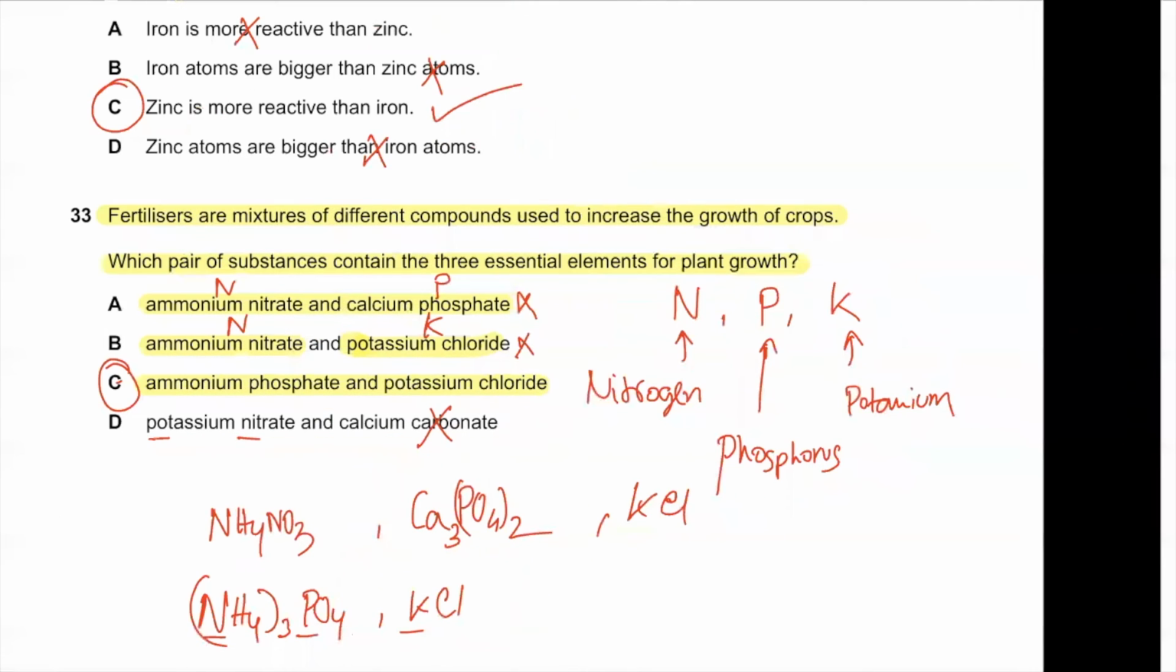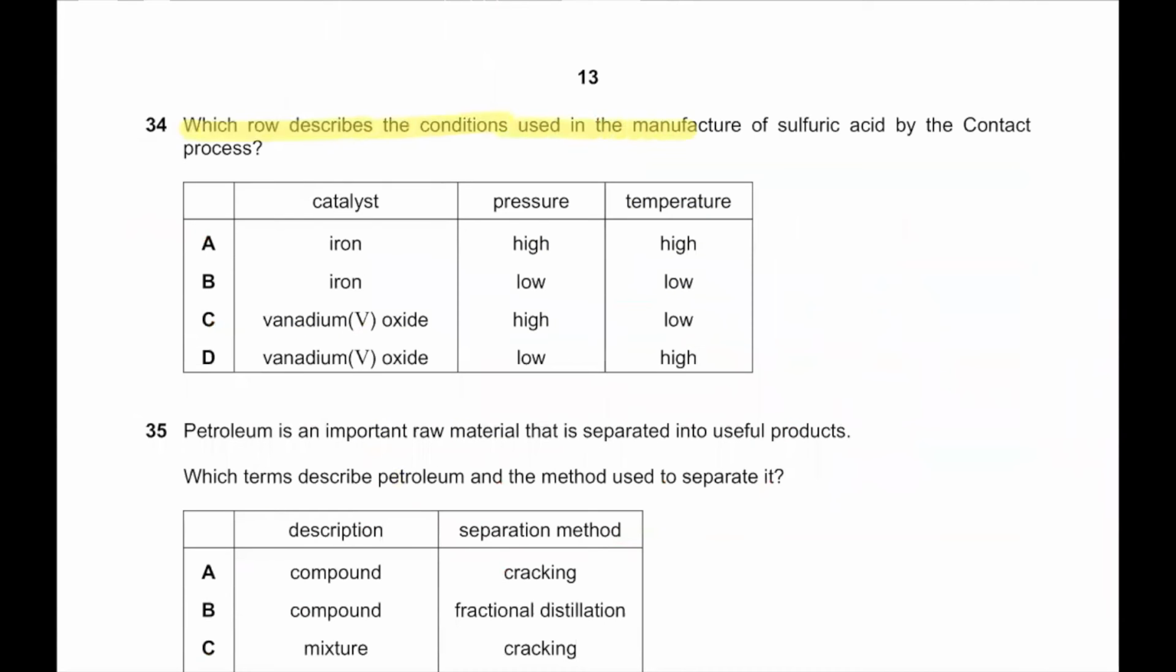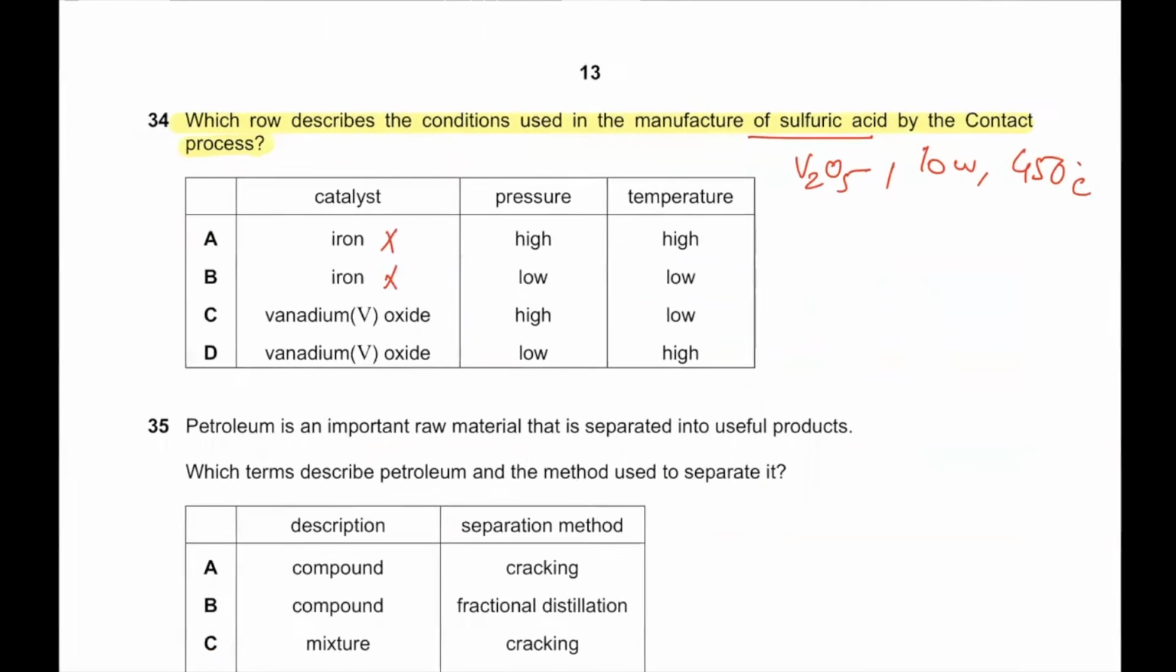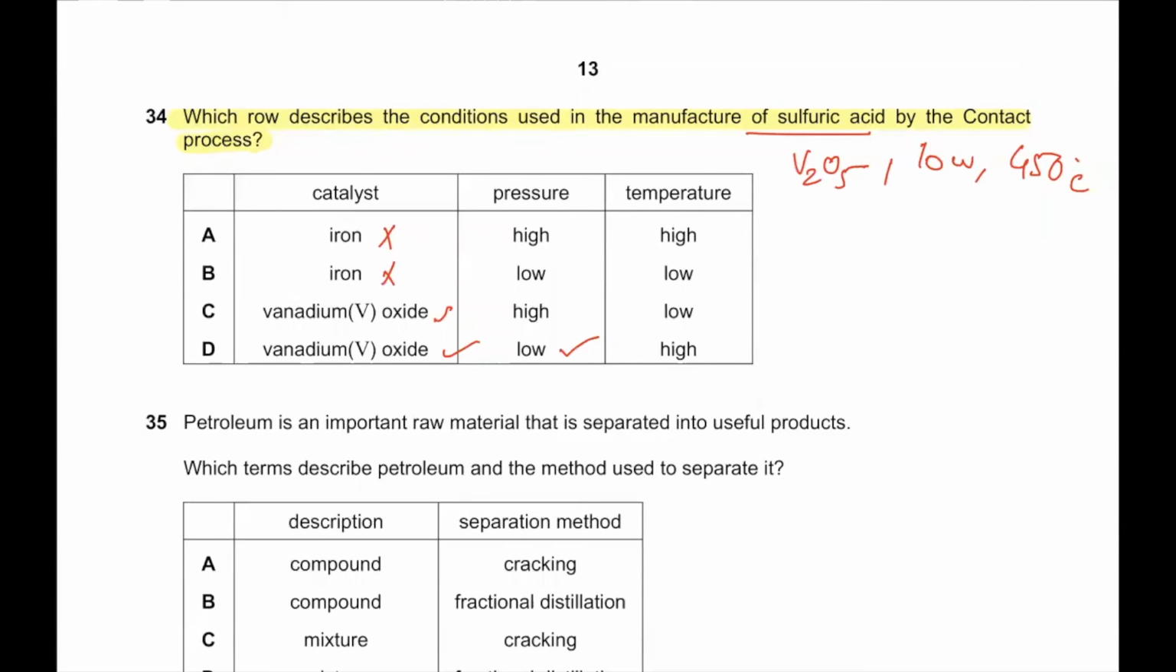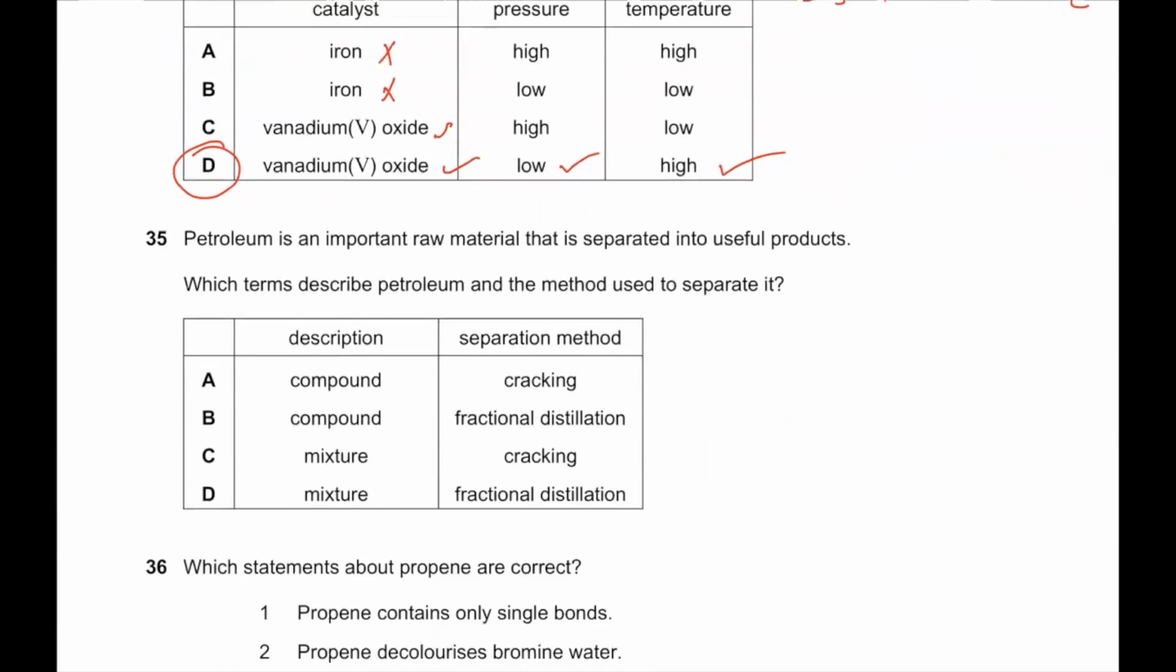Guys, moving on to question number 34. Which row describes the conditions used in the manufacture of sulfuric acid by the contact process? We know the manufacture of sulfuric acid requires a V2O5 catalyst. The pressure must not be so high, so relatively low pressure is used, and the temperature has to be relatively moderate, about 450 C. So let's see how we can judge it. The iron catalyst we will cancel out first. Of course, pressure is relatively low, and temperature is high. We can keep that because 450 degrees Celsius sounds like a pretty high temperature to me. So definitely 34D is the correct answer.